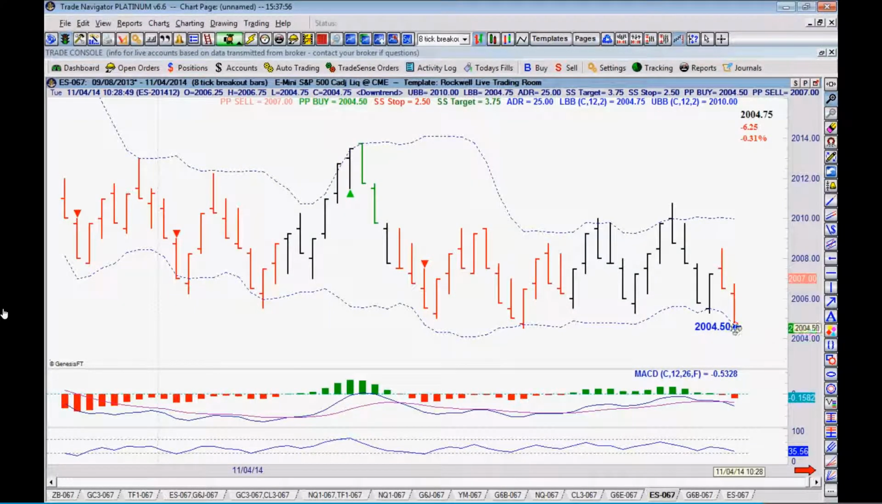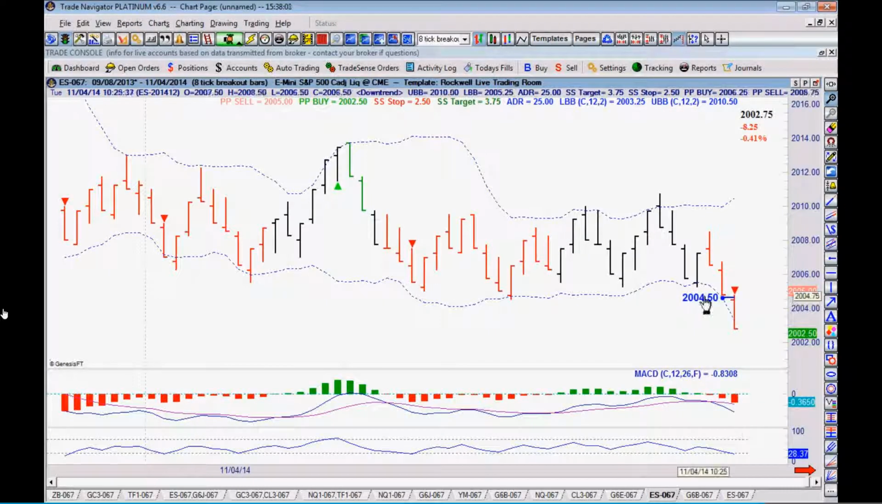Our average daily range for this day was 25. So with a new day, we have a new average daily range, and 15% of the average daily range gives us a 3 3/4 point profit target. So our profit target is down here at 2,000 3/4. Our stop loss on this day would be 2.5 points.